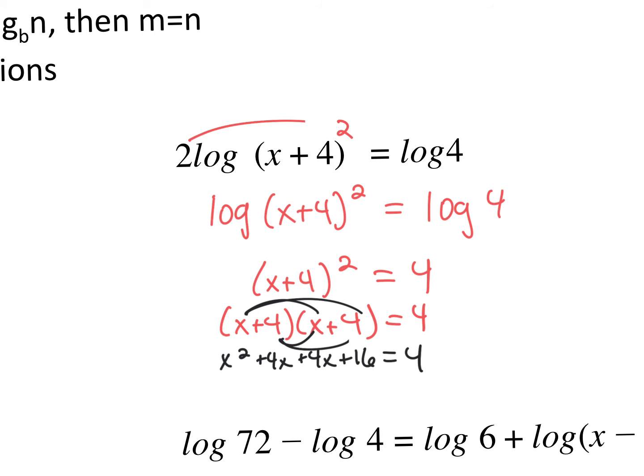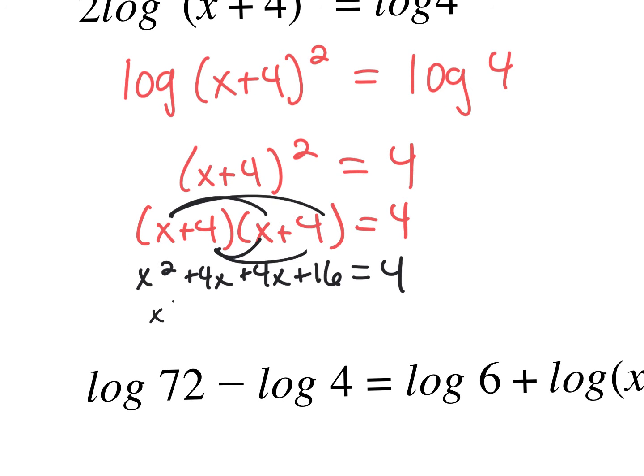Now what do you think we gotta do? Combine like terms. So we get x squared plus 8x plus 16 equals 4. Now what? Since we have an x squared, this one's going to be a trinomial. But can we do the x method yet? No. What do we have to do before we can? That 4 can't be over there. That needs to be a 0. So this is x squared plus 8x plus 12 equals 0.